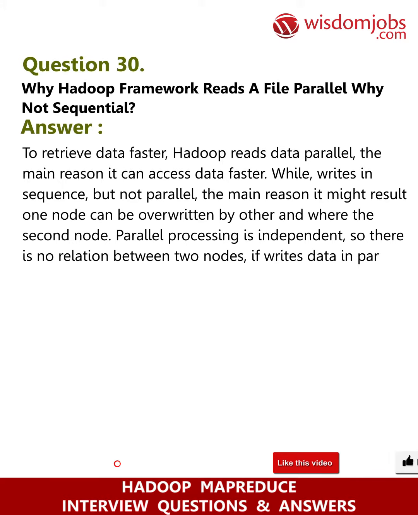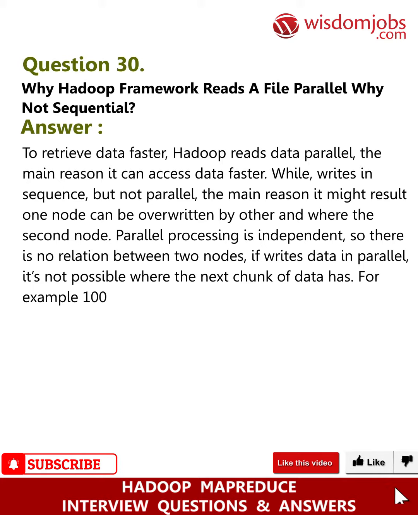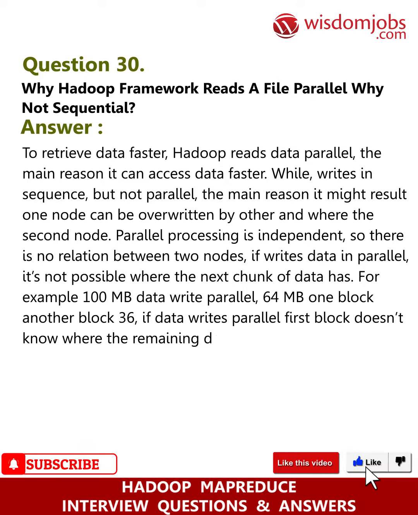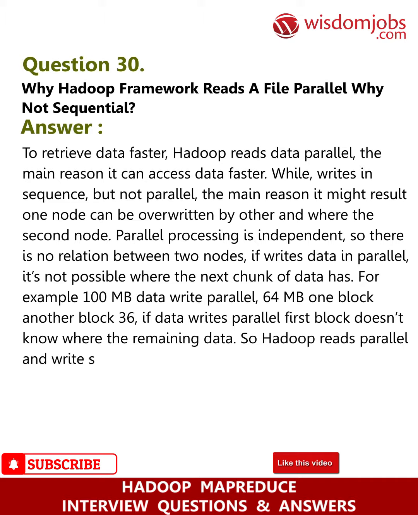If it wrote data in parallel, it would not be possible to know where the next chunk of data goes. For example, with 100 MB of data written in parallel, 64 MB goes in one block and 36 MB in another. If data is written in parallel, the first block doesn't know where the remaining data is, so Hadoop reads in parallel and writes sequentially.